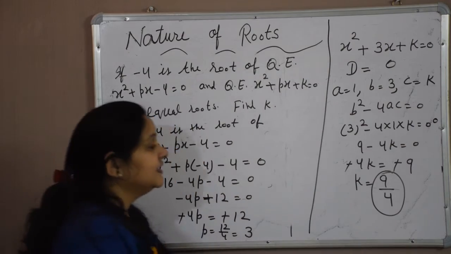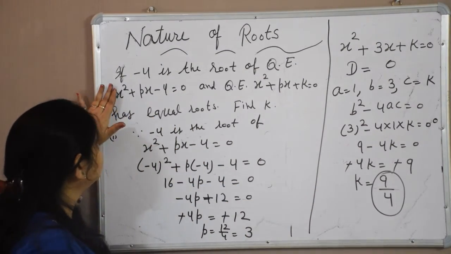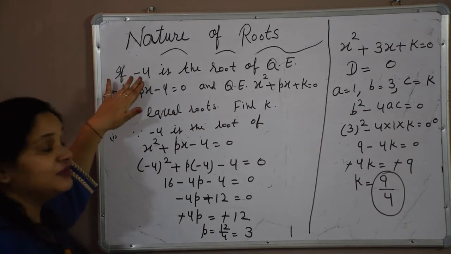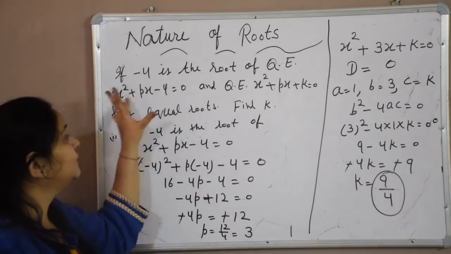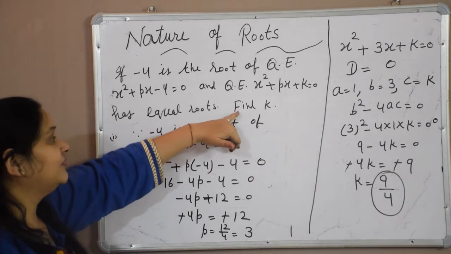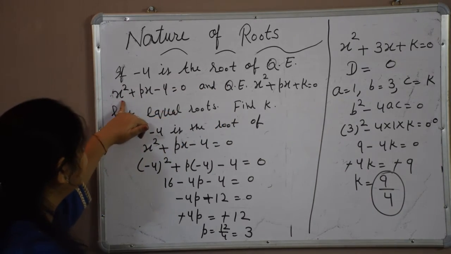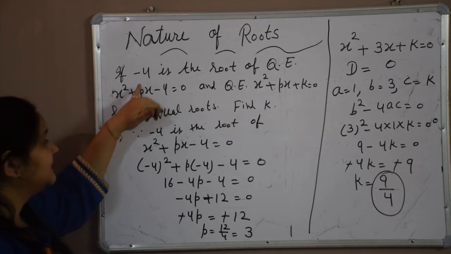So ultimately we found the value of k. Our question was, minus 4 is the root of a quadratic equation. There are two parts in the single question, there are two conditions, we have to use both, and then we can find the value of k. Initially minus 4 is the root of the quadratic equation, therefore this minus 4 will satisfy the given equation.